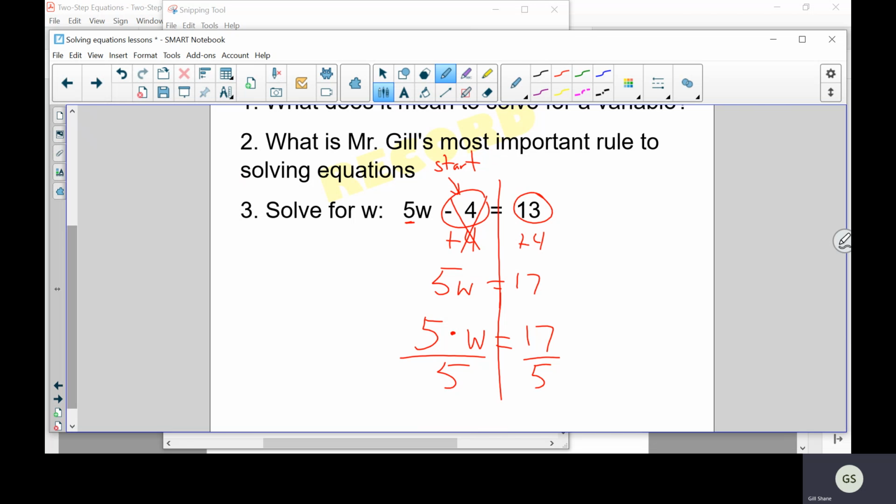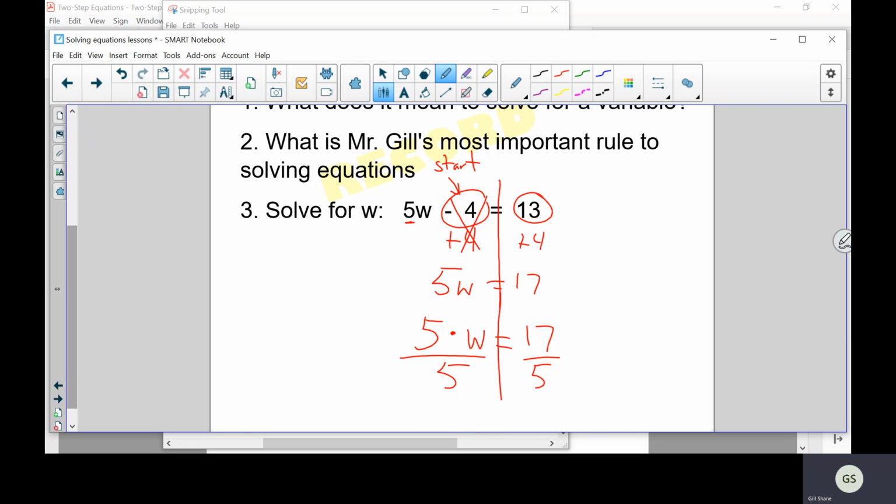You start with the constant that is on the same side as the variable. A constant is a number that's not with a variable. So the -4 doesn't have a variable next to it. The 13 doesn't have a variable next to it. The 5 does have a variable next to it, so that's called a coefficient, not a constant. So we started with the -4.